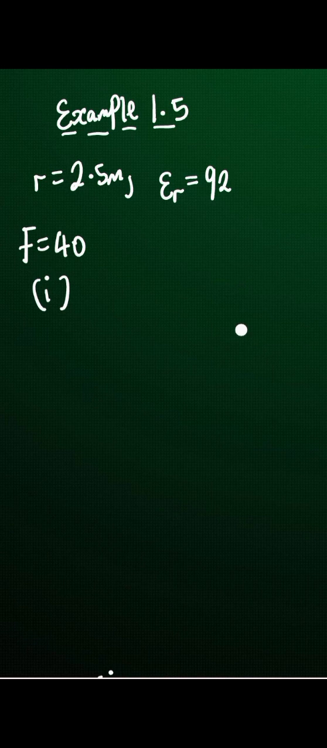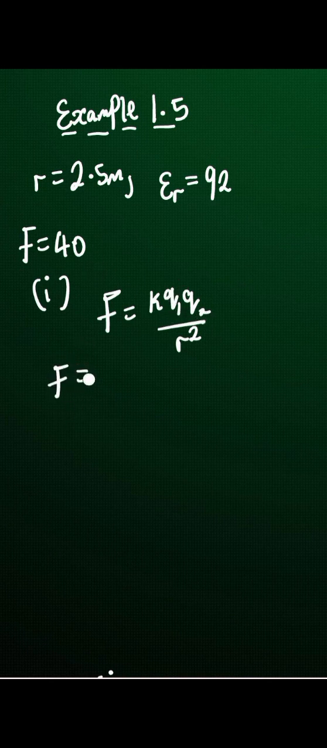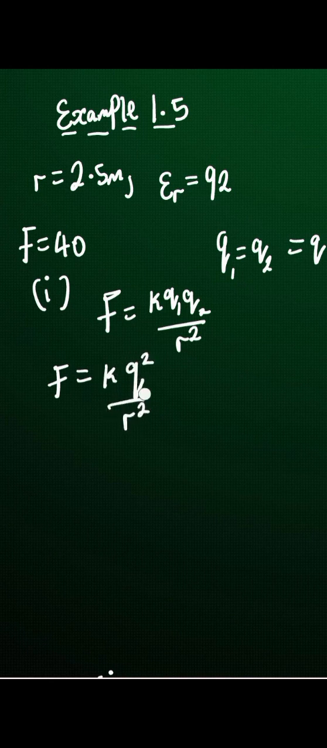Recall from Coulomb's law that F is equal to K Q1 Q2 over R square. But in this case, our Q1 and Q2 are equal. So if Q1 is equal to Q2, we can call them Q. So we can say that F is equal to K Q square over R square. What are we looking for? They ask you to calculate the magnitude of their charge. So we make Q the subject of the formula.